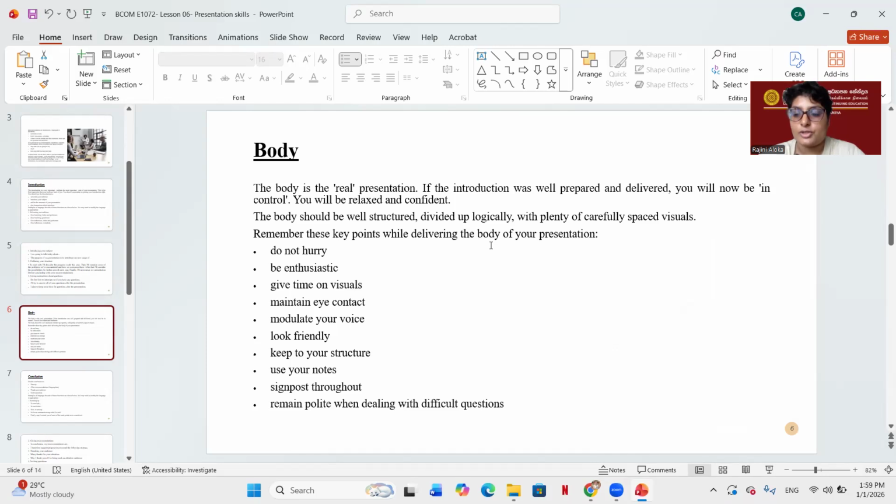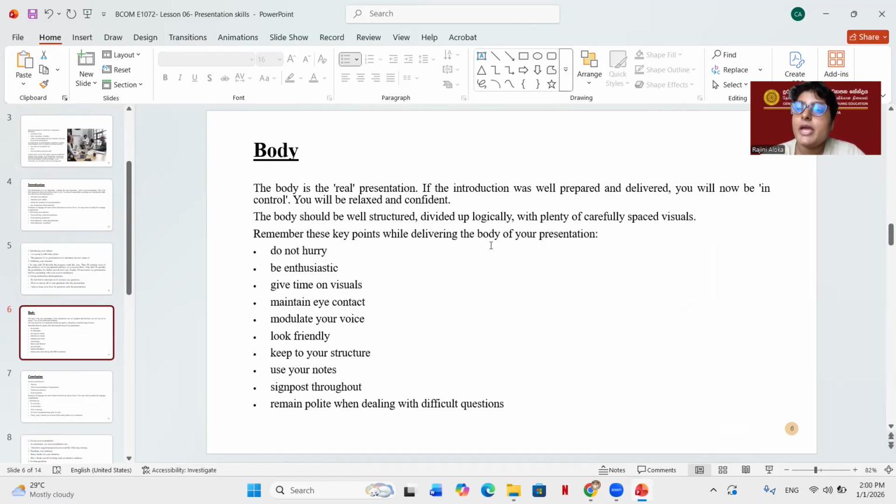Give time on visuals. If you have a PowerPoint ready, give time on visuals, but do not overload your PowerPoint with too many details. A PowerPoint is a visual aid. People are not there to read from a PowerPoint, and you should not be reading from your PowerPoint. You should present. The PowerPoint is a visual aid.